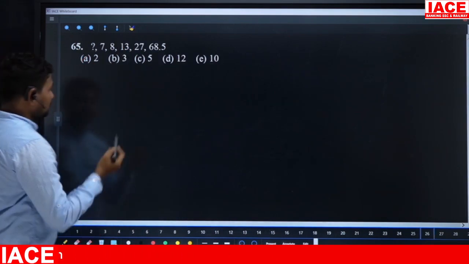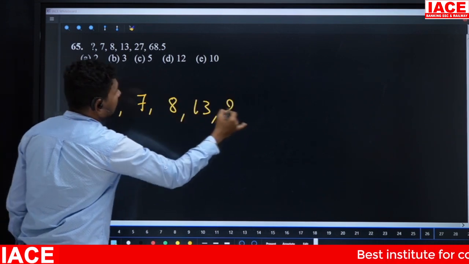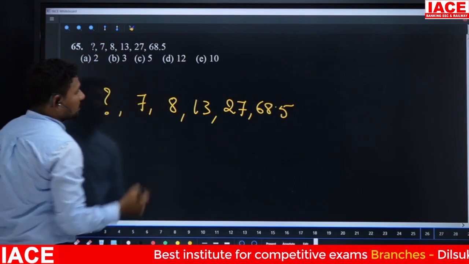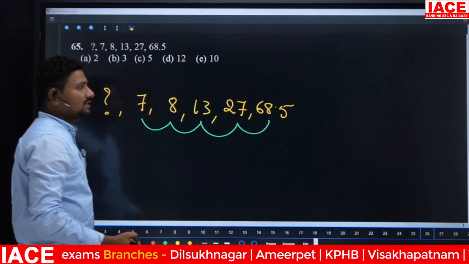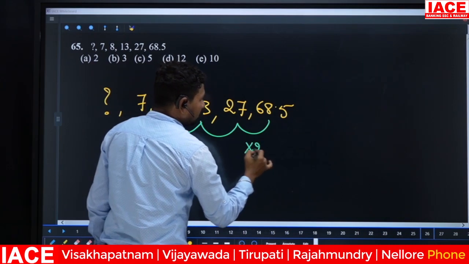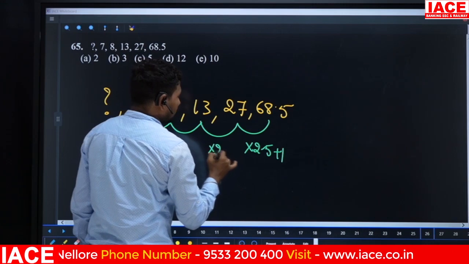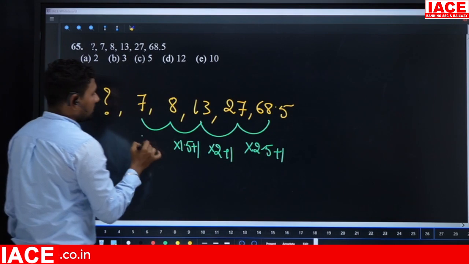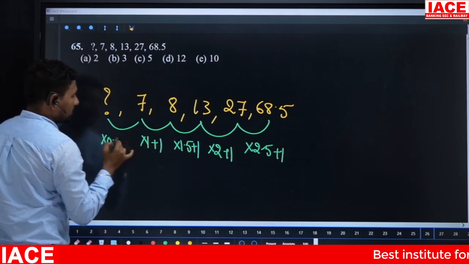So 65th question I'm writing here: question mark, 7, 8, 13, 27 and 68.5. What is our logic here? Don't go for the differences because it's a 0.5 decimal in the last one. We can't get the difference by 0.5. Then go for the multiplication: into 2.5 plus 1, then here into 2 plus 1, here into 1.5 plus 1 and into 1 plus 1. Here is into 0.5 plus 1.